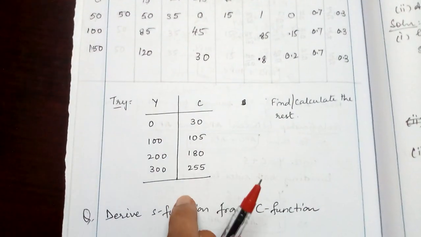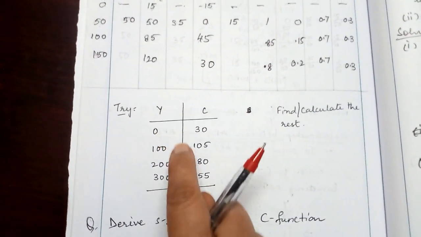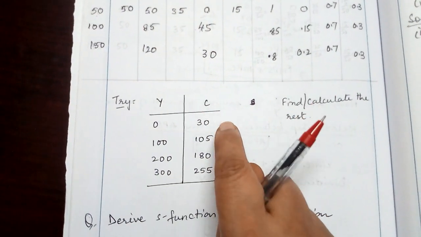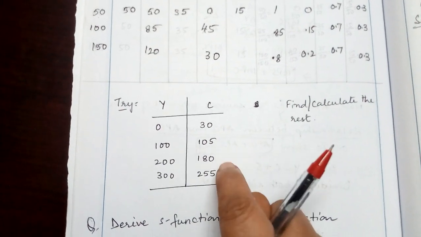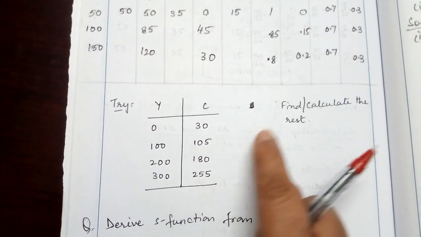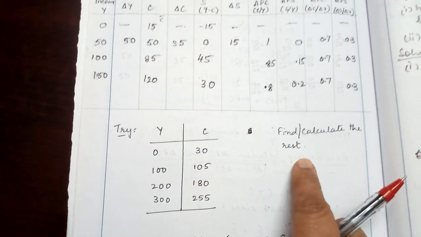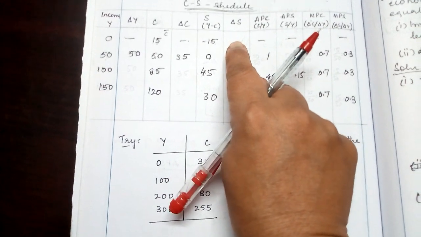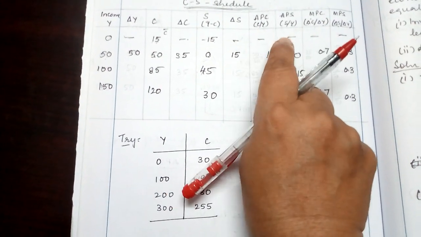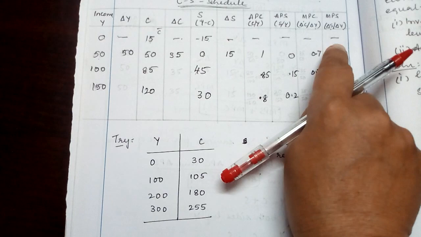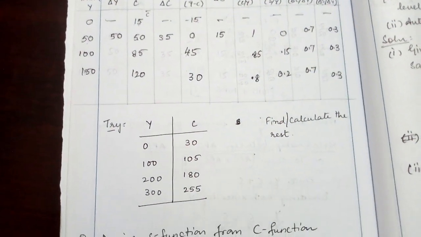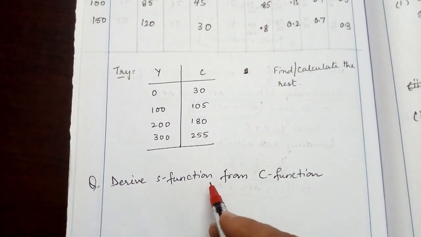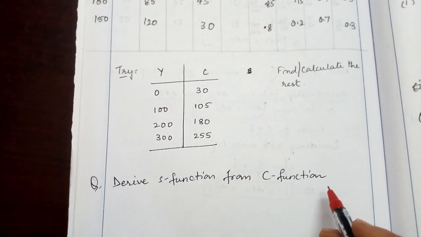You can try one problem. When income is given as 0, 100, 200 and 300, consumption stands at 30, 105, 180, 255. You can calculate the rest. That is change in income, change in consumption, change in saving, and then APC, APS, MPC and MPS. You can do this. One of the very important question is derivation of saving function from consumption function.